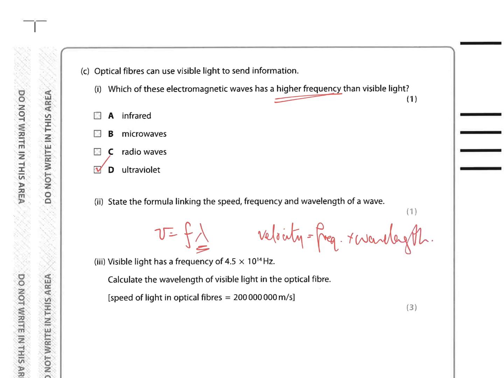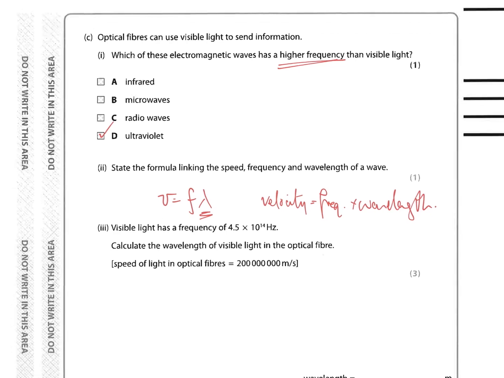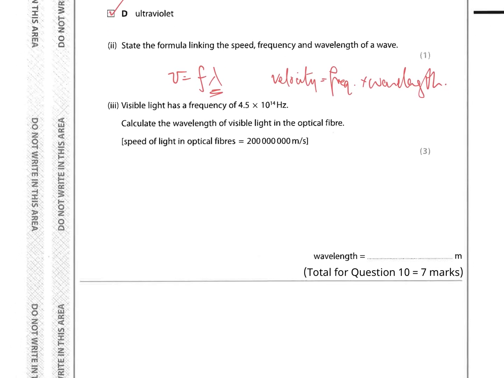And then it's asking you, fairly straightforward, to calculate the wavelength of visible light in the optic fibre. So you're looking for the wavelength, which is going to be velocity divided by the frequency. This requires careful plugging into your calculators. And divide that by 4.5 times 10 to the 14. For those of you that feel more competent with maths, you know that's 2 times 10 to the 8 over 4.5 times 10 to the 14.